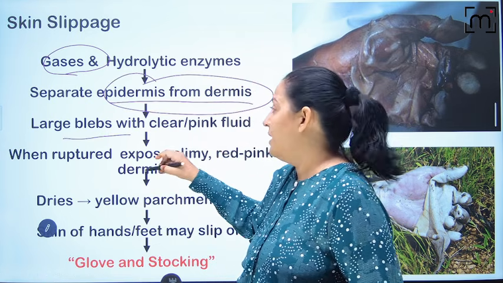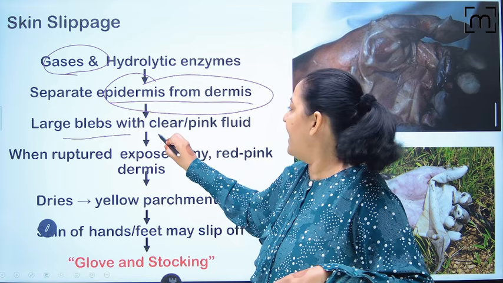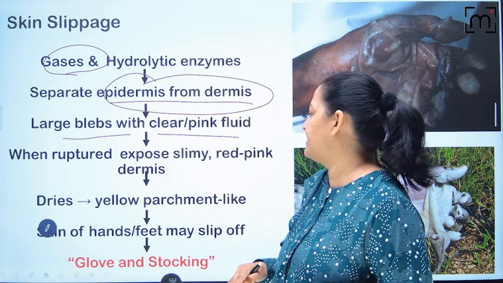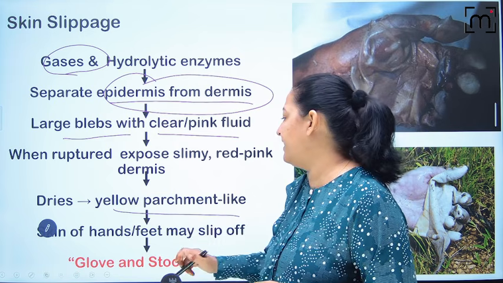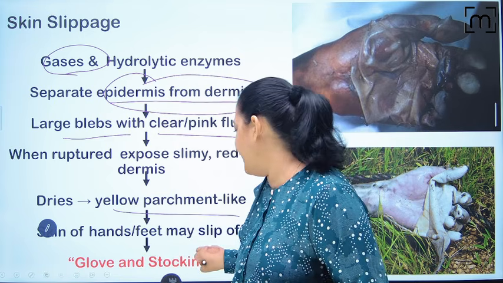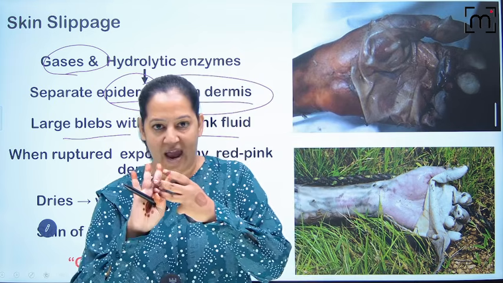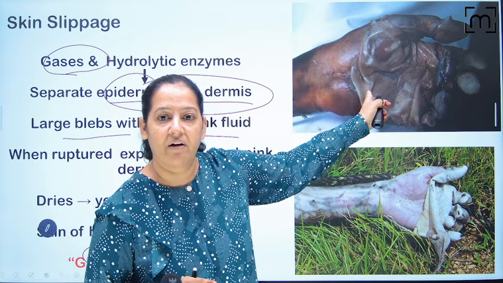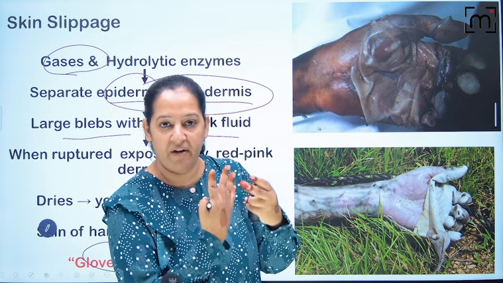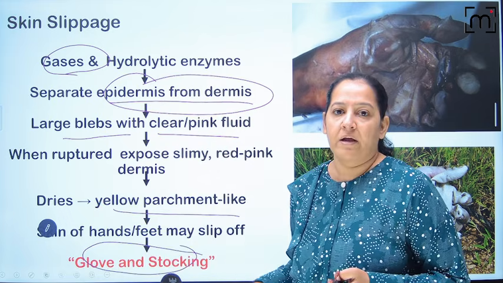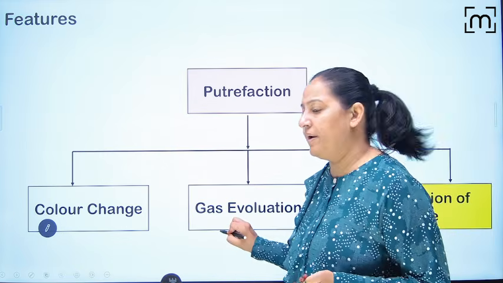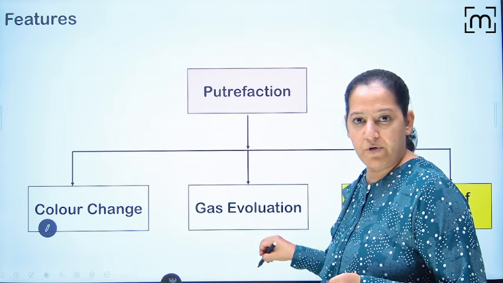Large blebs are formed between the epidermis and dermis, and clear fluid fills the space between them. When it dries, it becomes yellow, giving an appearance of glove and stocking. On the hands and feet it gives the appearance of gloves. We wear gloves in winters, na? So this appearance is known as glove and stocking. This is again due to gases. So can you enumerate all the features you remember due to the gas?